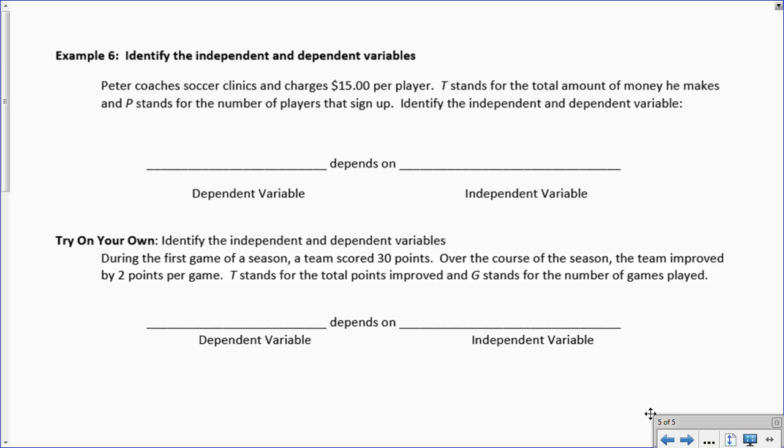Which variable depends on the other? Does money depend on how many players sign up? Or does how many players sign up depend on how much money he gets? Well, actually, the money, I totally messed this up when I wrote it out. How much money he gets depends on how many people sign up. So the money depends on how many players. Okay? Be careful of how this is written out.